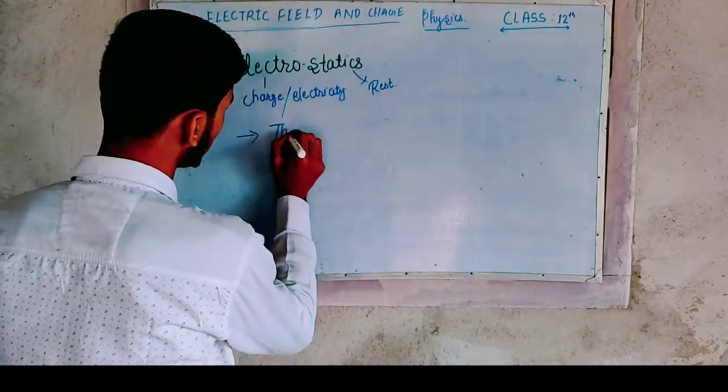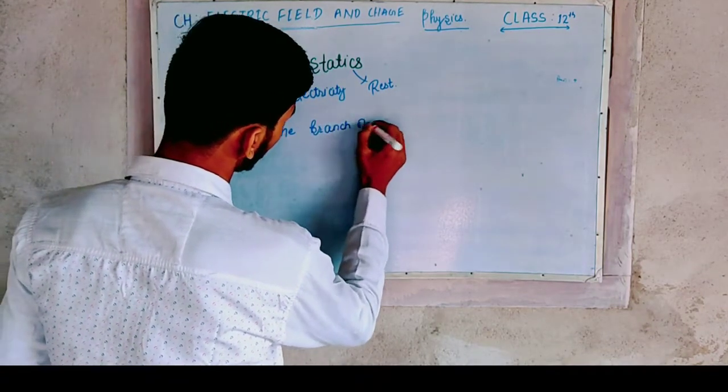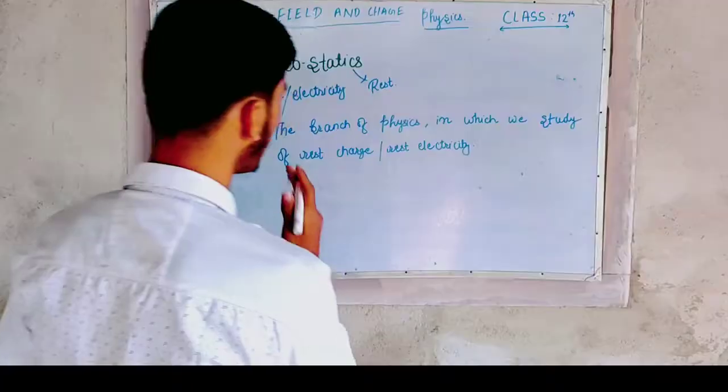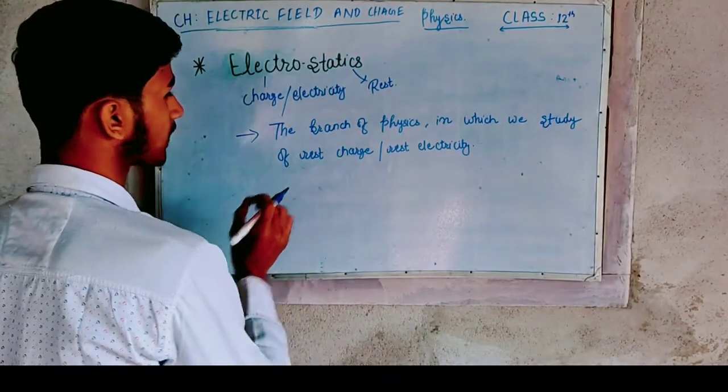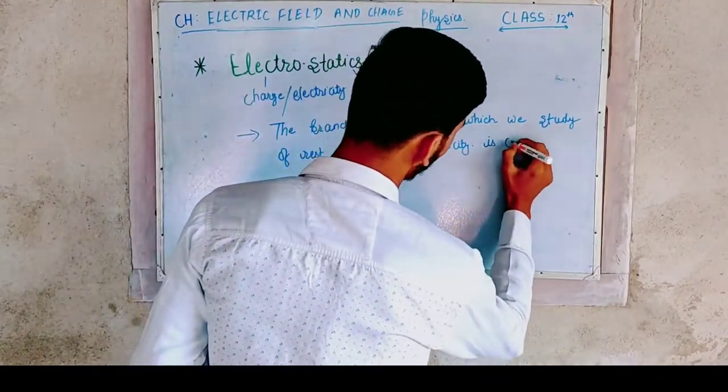The branch of physics. So here is the definition of electrostatics. The branch of physics in which we study rest charge and rest electricity is called electrostatics.